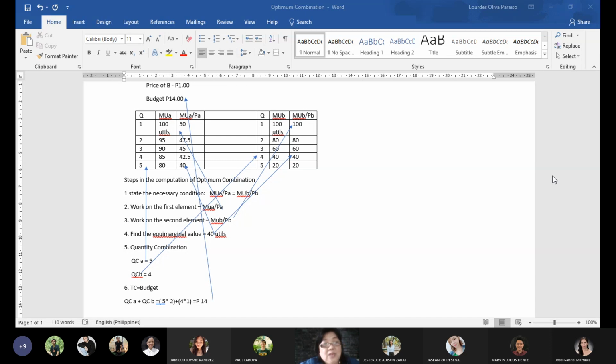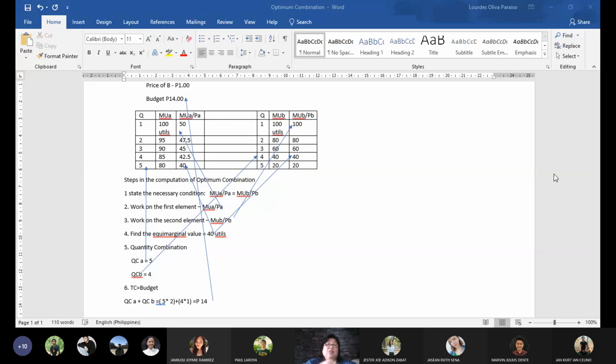Ang ibig sabihin ng cost of good A, magkano ang iaalat mo na pera para makabili ka ng good A? Magkano ang iaalat mo na pera para makabili ka ng good B? At pag kinumbine mo sila, yung budget mo ay tamang-tama, walang sobra, walang kulang. So my question is, what is the cost of your good A? It is 10 pesos. Diba?